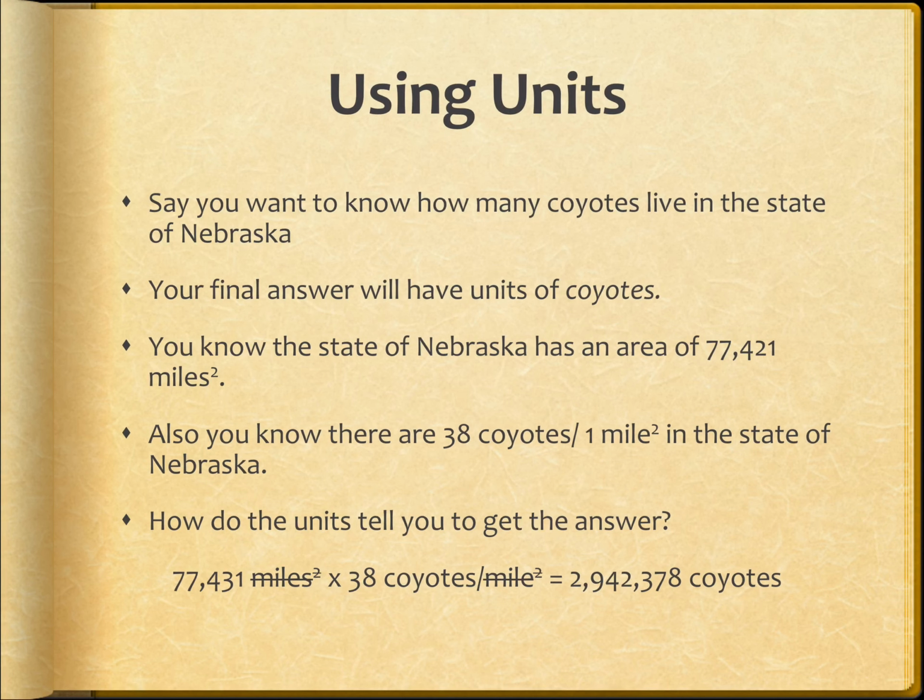So in this example, the square miles are going to cancel each other out, because the 77,421 square miles is essentially on the top of a fraction. So you could think of this as that number over 1. And then times 38 coyotes over 1 square mile, essentially. So in this case, the top unit on the left, square miles, is going to cancel the square miles to the right of the multiplication sign.